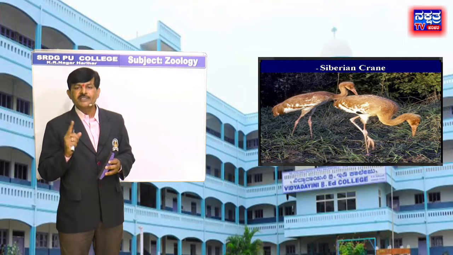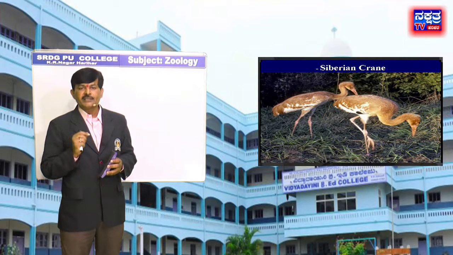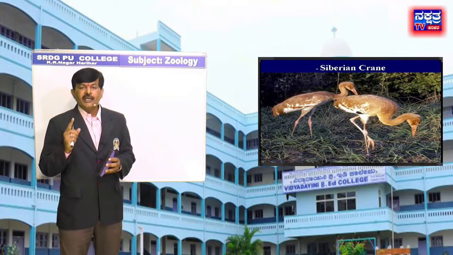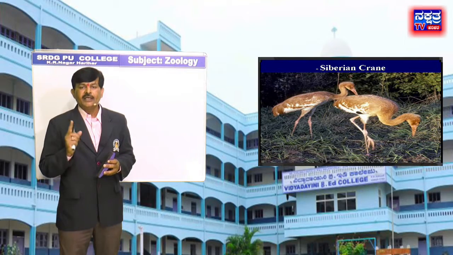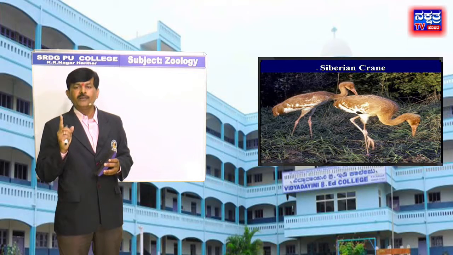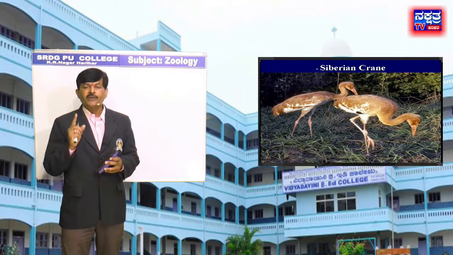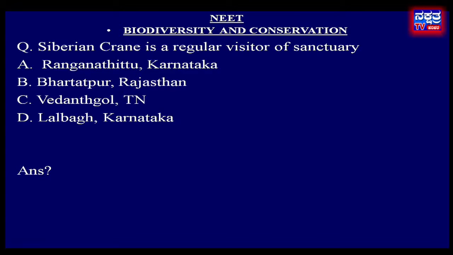Bird pairs come to some villages, some trees, and build nests in the same places year after year. Their homing behavior is equally fascinating. The young ones go back to their home by the same route, even though they have no previous knowledge. Therefore, in the given options, B, Bharatpur, Rajasthan, is the right answer. Move to next question.